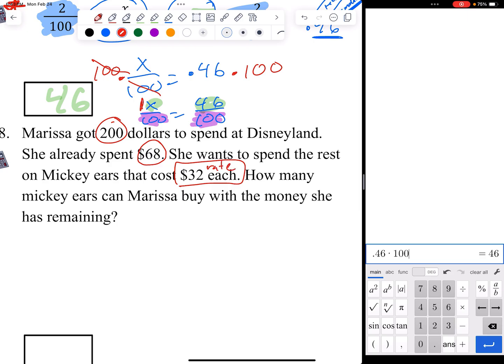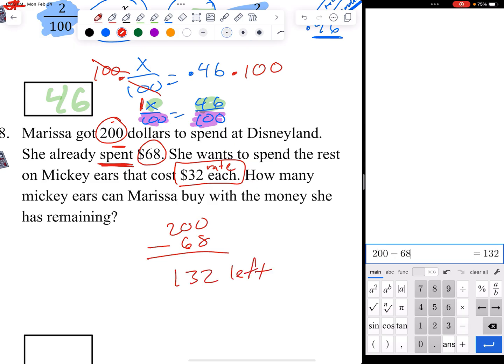Okay, automatically. When I see $5 per, every $5, $5 a, $5 and, that's a rate. So how many Mickey ears can Marissa buy with the money she has remaining? Okay, so let's work this out right here. Marissa has $200. She already spent, so if she spent it, you gotta subtract it. So I'm gonna take $200 and take away 68. So 200 minus 68. Now Marissa has $132 left.